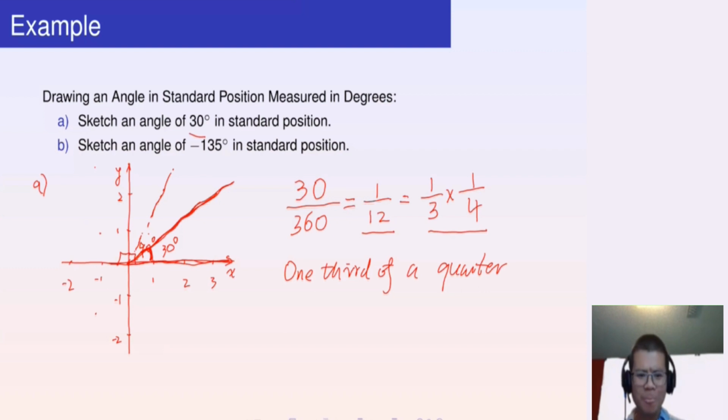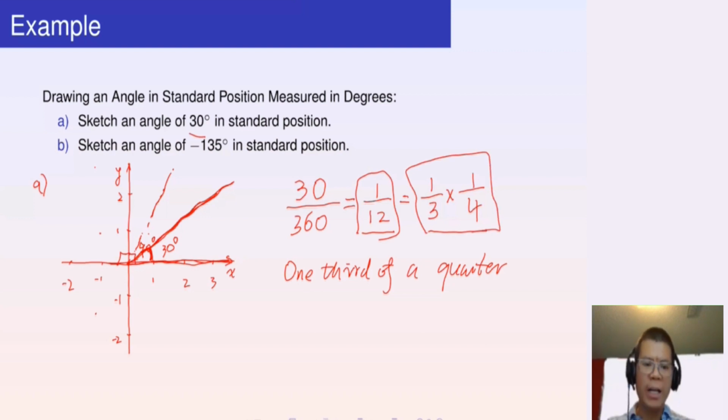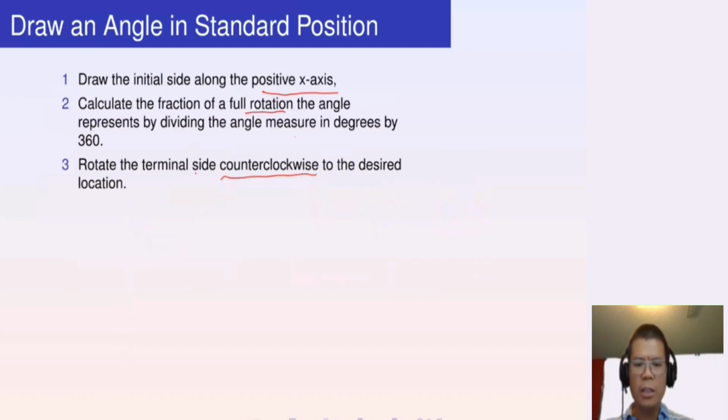So we know that we start with the XY coordinate, with the vertex at the origin, and the initial side along the positive x-axis. Then we find the fraction of a full rotation for the angle. 30 degrees is 1/12 of a full rotation, but we can also express 1/12 as 1/3 of a quarter. And then we can find the location: rotate the terminal side counterclockwise to the desired location.